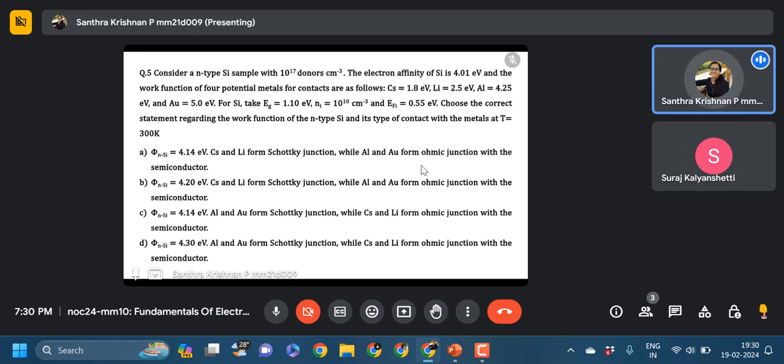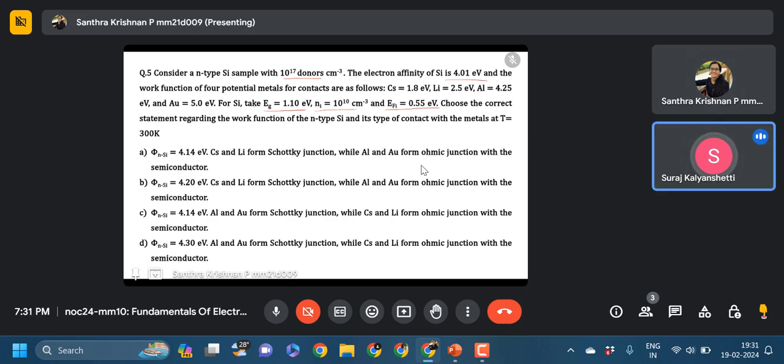Yeah. So first, if you get phi for the semiconductor, based on that we can say. The electron affinity of silicon is 4.01, and you need plus the Fermi level for this. So the Fermi level value we'll have to solve using the equation that we learned in previous weeks. For silicon, take EG, they have already given. EG is 1.10, divided by 2. No, that is for intrinsic. Okay, this we have to solve for getting the Fermi level.